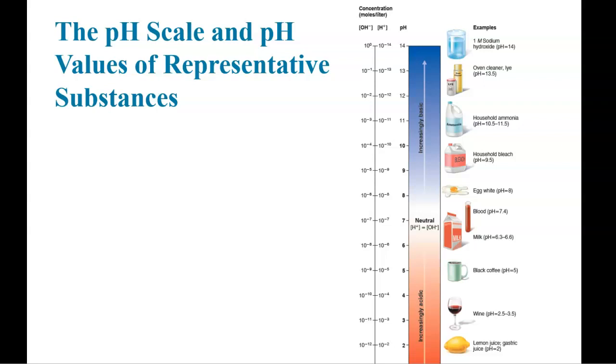And that's related to the pH scale. As you can see here, the pH is a measurement of the concentration of hydrogen ions. So anything that's very acidic will have more hydrogen ions. Anything that's basic would have less hydrogen ions, and it'll have a higher pH.